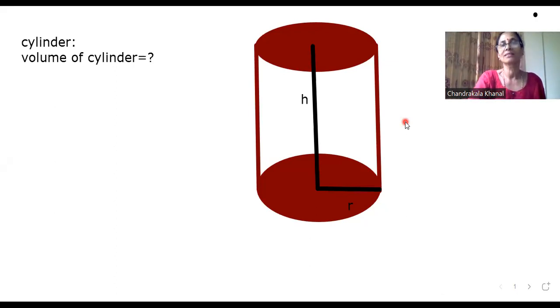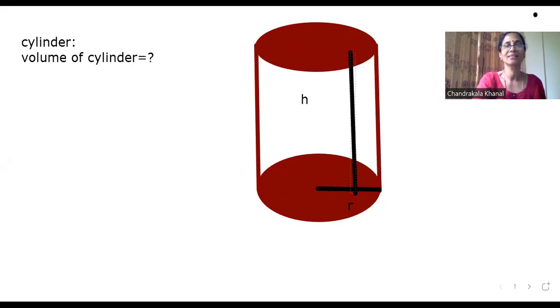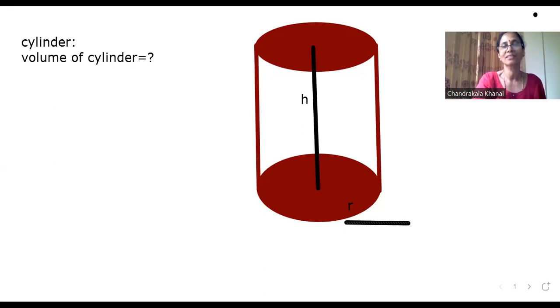Volume of cylinder. This figure is a cylinder and this is its height. Look at its height. This is also height. And this is its radius. This is also radius, and this is also the radius. These are the same. This is radius.